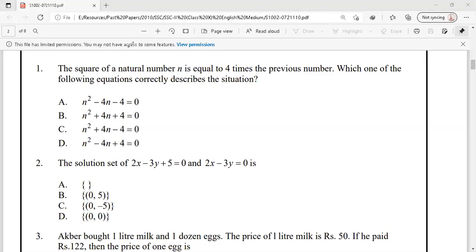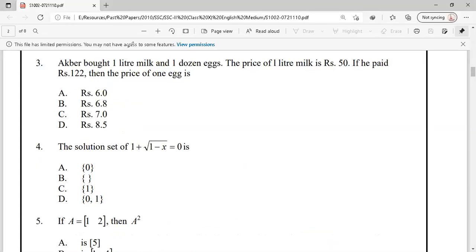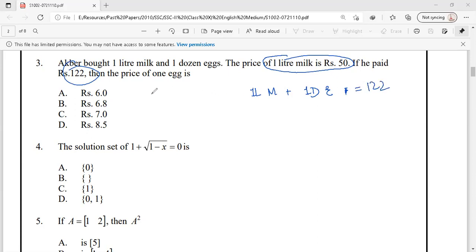Then we have the next question, that is question number 3 and 4. Akbar bought 1 liter milk and 1 dozen eggs. The price of 1 liter milk is 50 rupees. So he has bought 1 liter of milk plus 1 dozen eggs. We know the cost of milk is 50. He has paid a total of 122 rupees. So the total is 122 and we have to find the price of one egg.